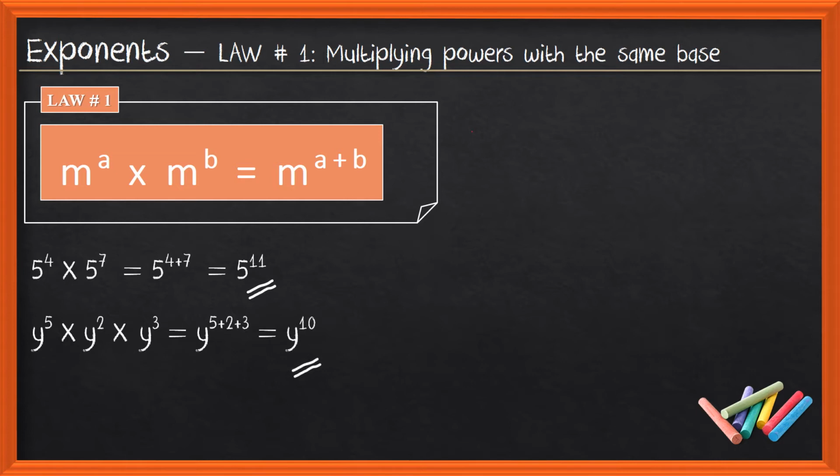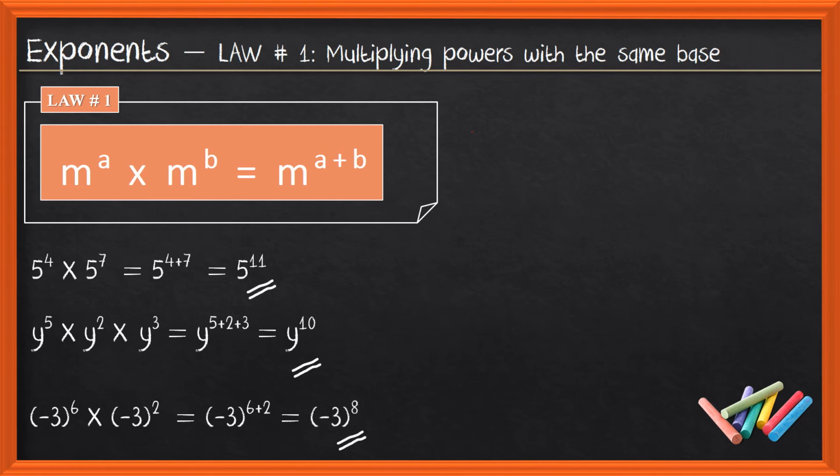One last example with a negative base. Negative 3 the whole power 6 times negative 3 the whole square is equal to negative 3 the whole power 6 plus 2, which is equal to negative 3 the whole power 8.